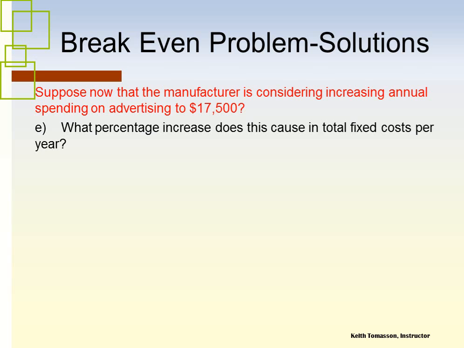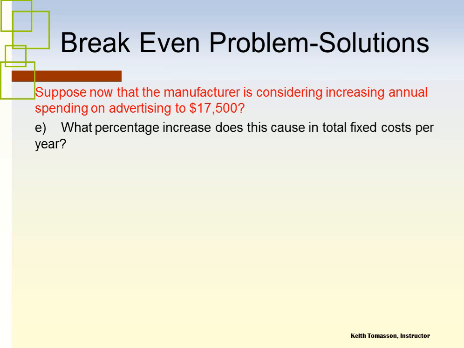So now that you've got a good understanding of how to calculate the break-even point, both in terms of the number of units and sales, we can start using that to make some business decisions or some what-if analysis. In this example, let's say the manufacturer is considering increasing the annual spending on advertising to $17,500. In our first example, we had an advertising contract for $15,000. Now he's considering increasing it to $17,500. And what will that decision do to our break-even point?